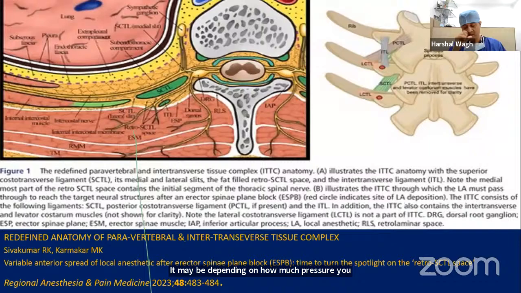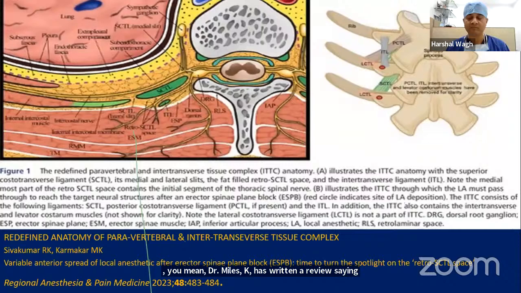Now, a lot of talk in the literature has been about this intertransverse tissue complex. I'm mentioning this purposely because when the erector spinae muscle plane block came into practice, we had hundreds and hundreds of papers claiming that it causes as good pain relief as a paravertebral block does. Then came a few in the literature where even Dr. Manoj Karmakar has written a review saying that it is an RIP block, which is not going to work at all, because maybe the only way it acts is by systemic absorption of local anesthetic.